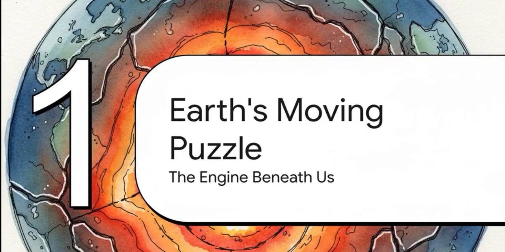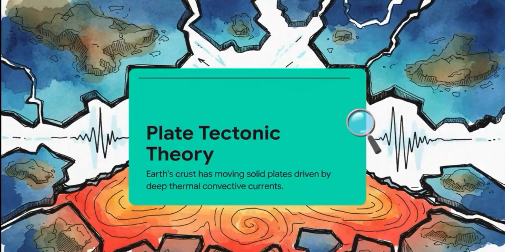All right, Section 1, the Earth's moving puzzle, the engine beneath our feet. So as we know from plate tectonic theory, the Earth's crust isn't just one big, unbroken shell. It's actually a dynamic mix of solid continental and oceanic plates. And what's driving them? Deep thermal convective currents miles below us. Think of it like a giant, slow-moving pot of boiling soup, pushing the pieces around.